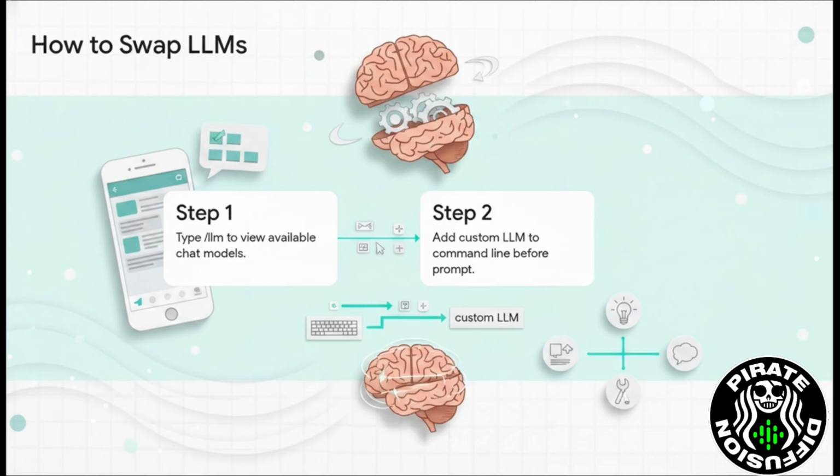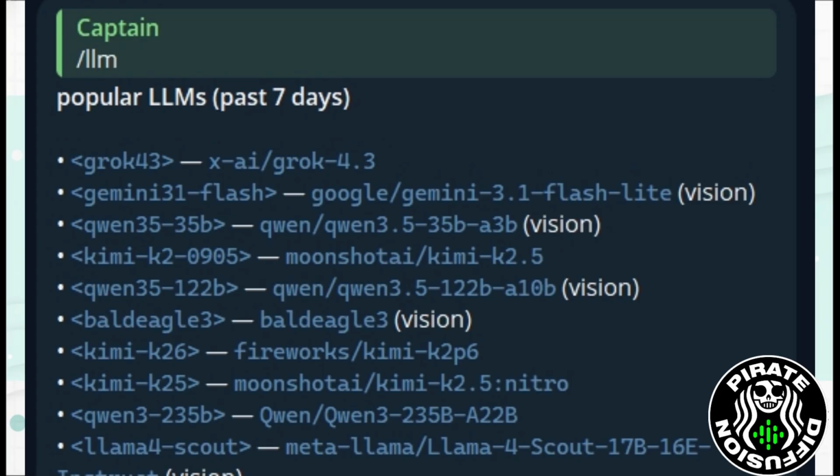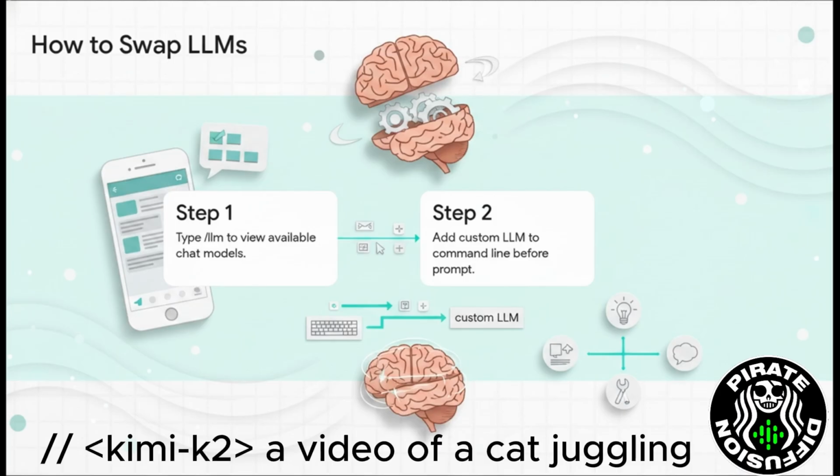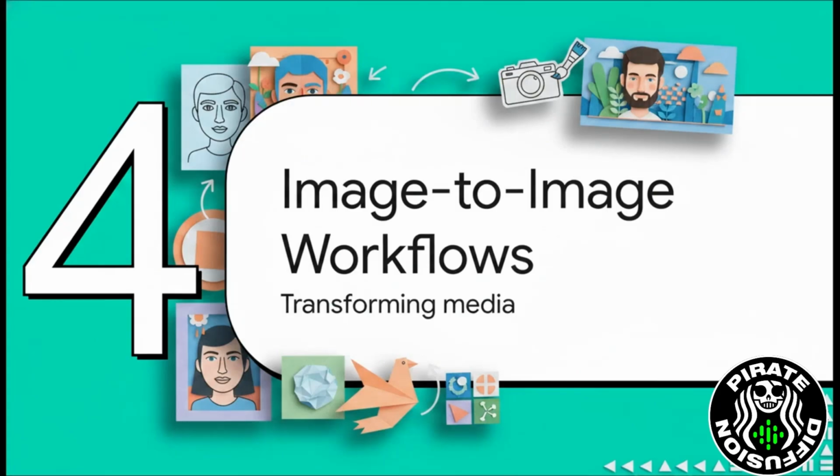Step 1, just type /LLM in your Telegram chat. That's going to pull up a list of all the available chat models you can choose from. Then, step 2, you just add your custom LLM choice directly to the command line right before your prompt. By doing this, you're tailoring the bot's reasoning capabilities to the specific nuance of whatever task you're trying to accomplish. It's totally customizable.